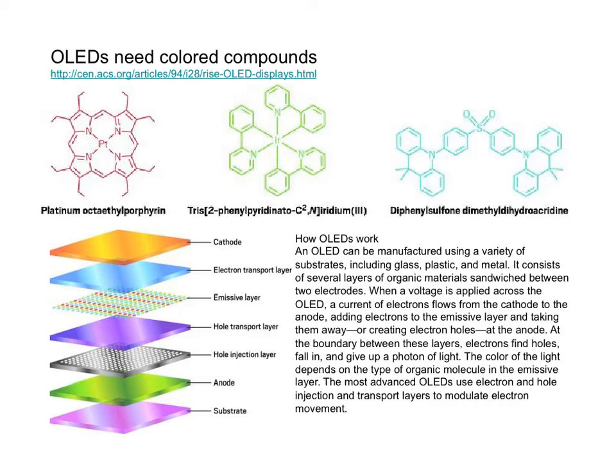Organic light-emitting diodes are used in TVs and use different colored compounds. Different metals and different substances bonded to the metals give different colored compounds.